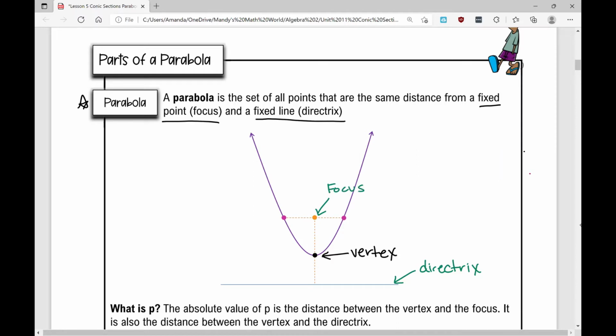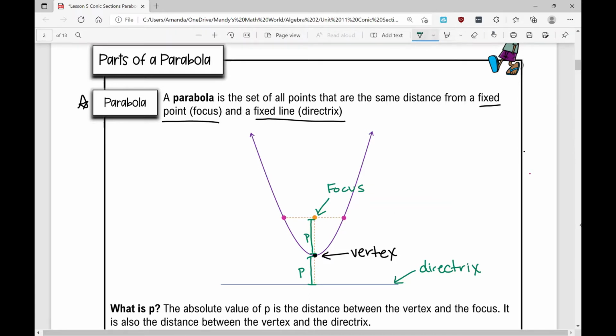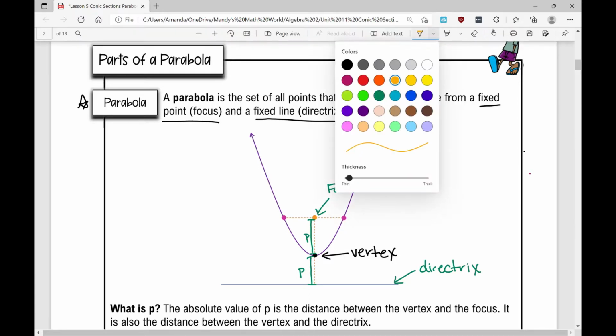This vertex right here has a distance of p units from the directrix and a distance of p units from the focus. And as a matter of fact, every point on this parabola is the same distance from the focus as it is from the directrix. Okay, so let's move on and let's label some other parts of this parabola.